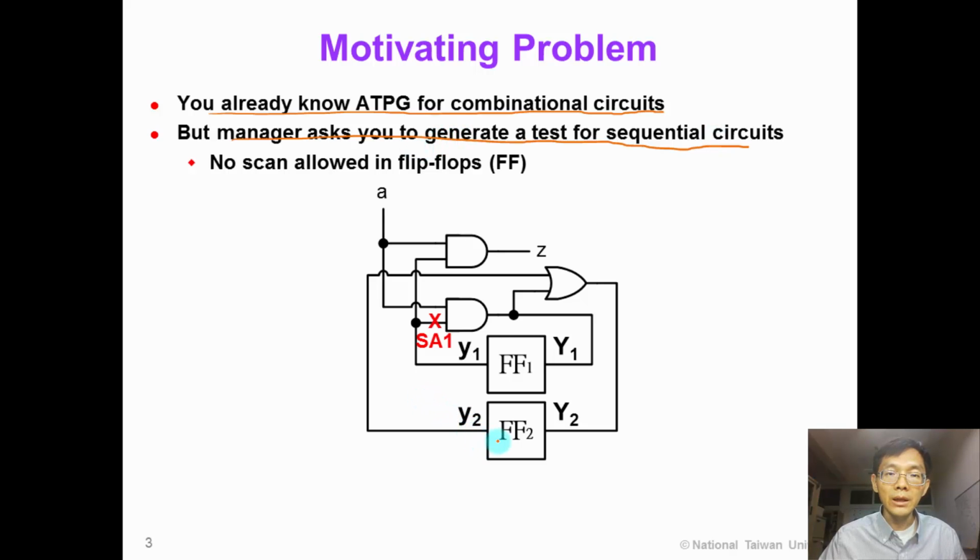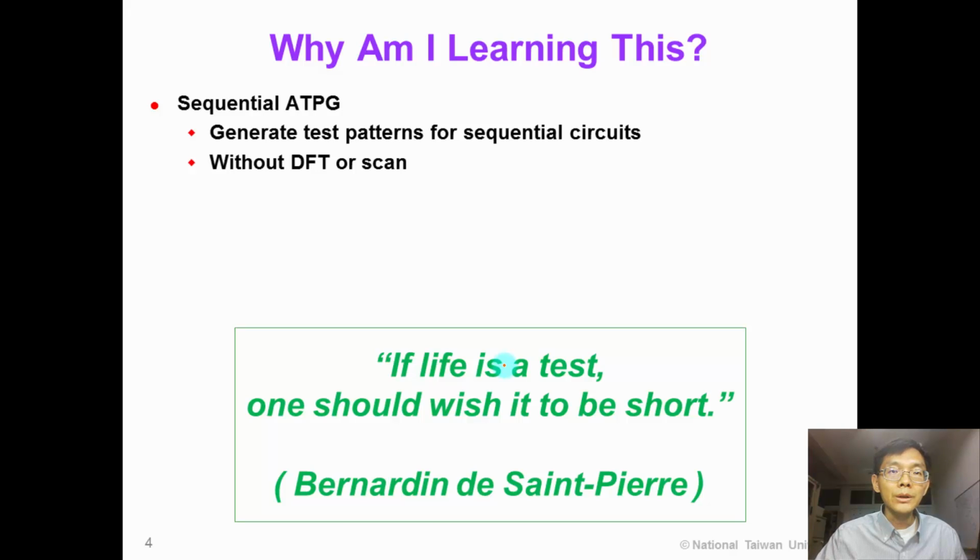For the following circuit, can we generate a test to detect the SeqAT1 fault here? Please note that there is no scan allowed in the flip-flops. How can we do this? So in this chapter, we are going to learn sequential ATPG to generate test patterns for sequential circuits. And we assume that there is no scan or DFT available in the circuit.